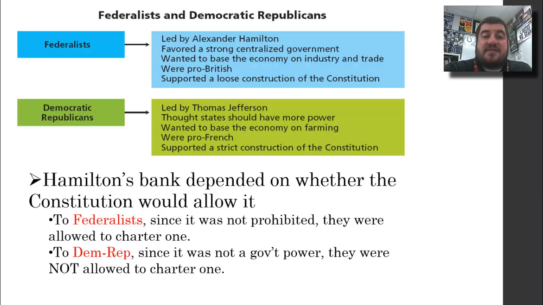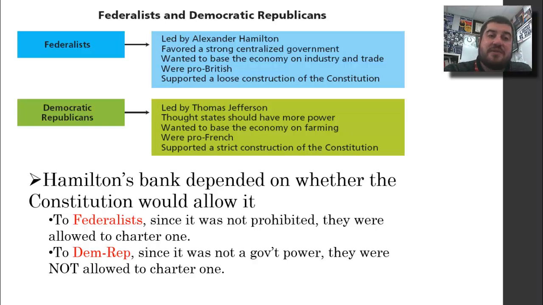So Hamilton's bank creates the parties, the Federalists and the Democratic Republicans. Basically, the Federalists, you can see there, their beliefs are complete opposites. The Federalists, led by Alexander Hamilton, thought that the centralized government should have more power. They want to base the economy on industry and trade as opposed to farming. They're pro-British, and they support what is called a loose construction of the Constitution. And so to the Federalists, what that means is, since it's not prohibited in the Constitution, they're allowed to do it. And I'm sure many of you would agree with that as well.